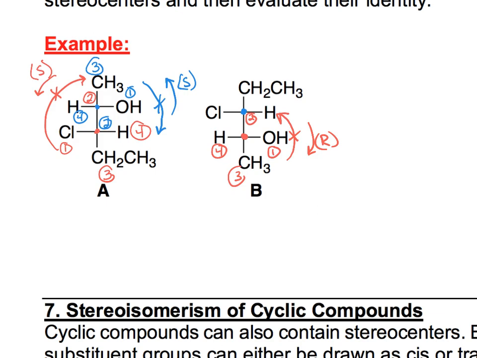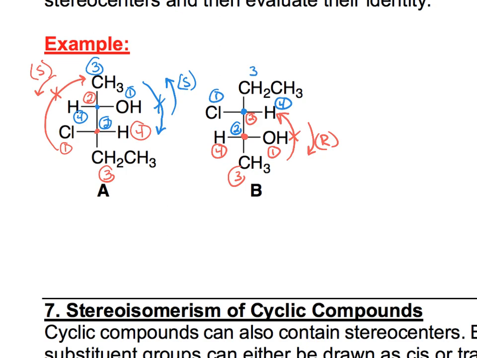Let's take a look at blue. Our highest priority group is the chlorine. This would be number 1. Lowest priority group is the hydrogen. This would be 4. We've got a carbon here that's attached to another carbon and 2 H's, or this carbon that's attached to a carbon, an oxygen, and a hydrogen. This wins. So this carbon here would be priority number 2. This one would be number 3.